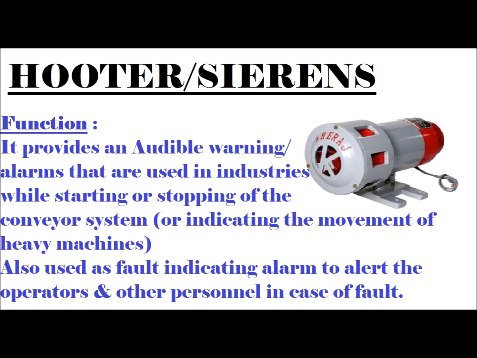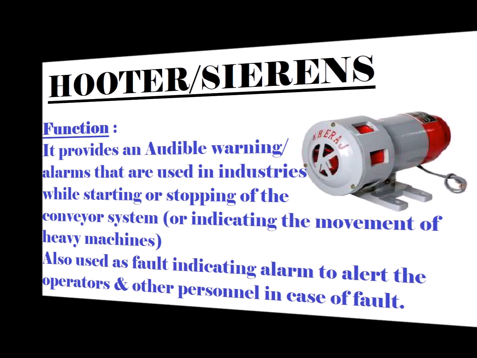Or even in case any major problem has happened that is not related to the conveyor, but any mishap has happened in the plant, any fire has happened, we, the control people, will put on a hooter so that people can come out of that area and assemble at a safe place. Also hooters are used to alert the operator and other personnel in case of any fault, as we have discussed. Let's quickly see the specification of a hooter being used.